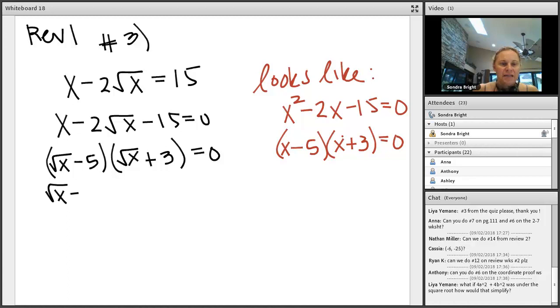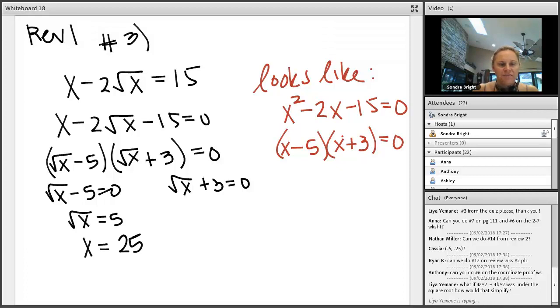And then you set each factor equal to 0 and solve. So you get rad x is 5. Squaring both sides will give you x is 25. And then this guy, rad x, is -3. This is the principal square root, and so that's not going to happen. You're going to throw out that one.